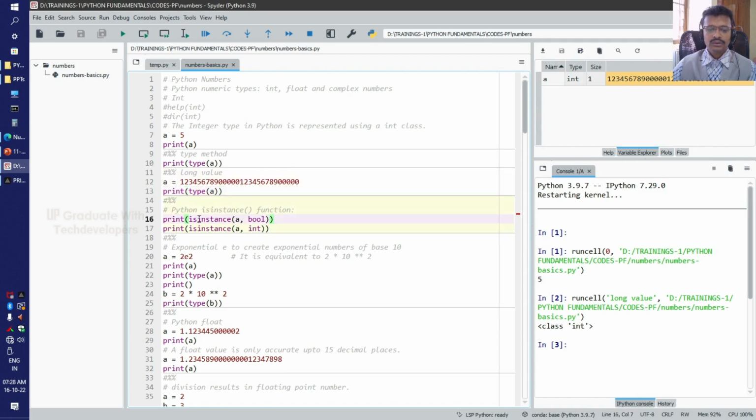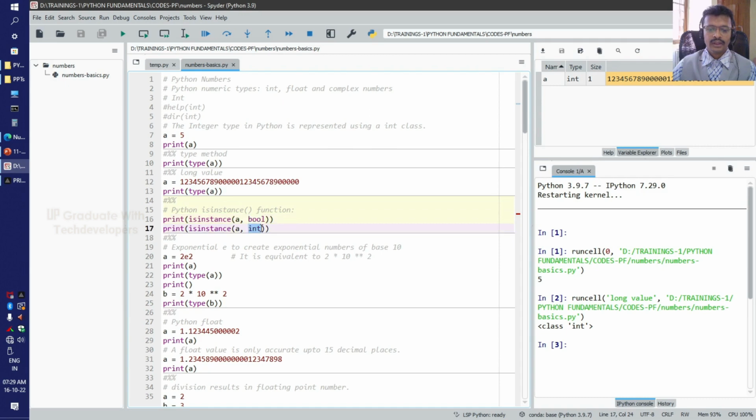If I use the isinstance method to check whether the number belongs to boolean or whether the number belongs to an integer. This isinstance method takes two arguments, one is the variable and the other is the type of the class it belongs to. So here first I have taken boolean and then I have taken the integer.